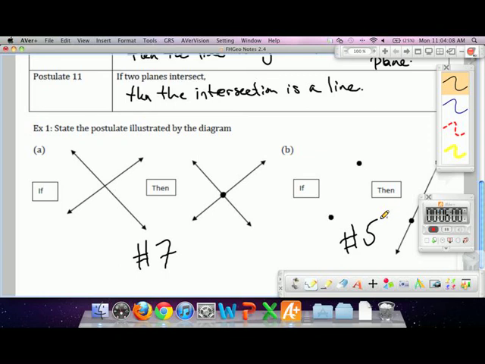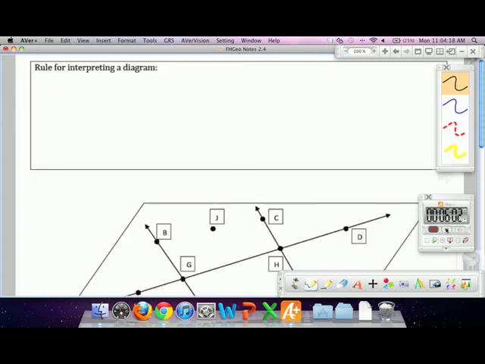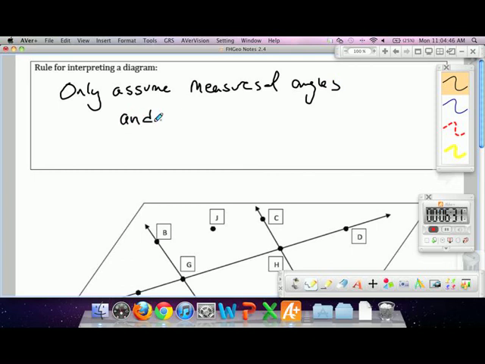Rules for interpreting a diagram is the last piece here, and we're not going to get through the diagram here. But keep in mind, when you're looking at a diagram, things you're allowed to assume and not. The biggest rule is to only assume measures of angles and segments if written.